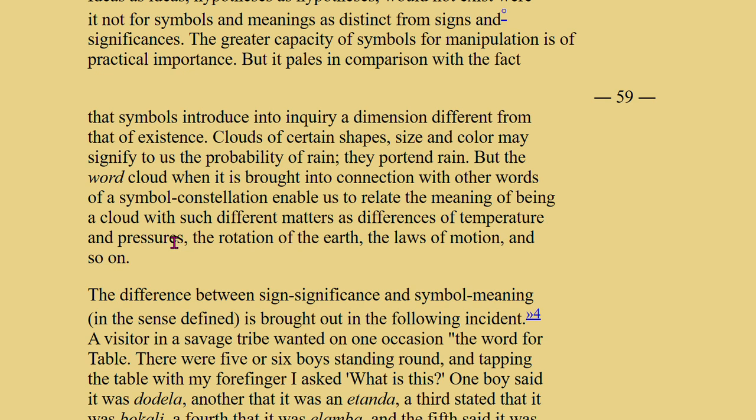So this repeats what he said before. When you have a word with a meaning, it can be brought into connection with other words, relating the meaning of that to much more distant things like temperature and pressure, the rotation of the earth, laws of motion, and so on. So these things exist more for us as meanings, right? We might say concepts, or ideas, maybe a better word here. It's an idea that we can use to understand what's happening around us beyond what is immediately perceptible, right? We don't really perceive that the earth is rotating, but we can talk about the rotation of the earth, and that can help us understand many other things, such as the formation of clouds.